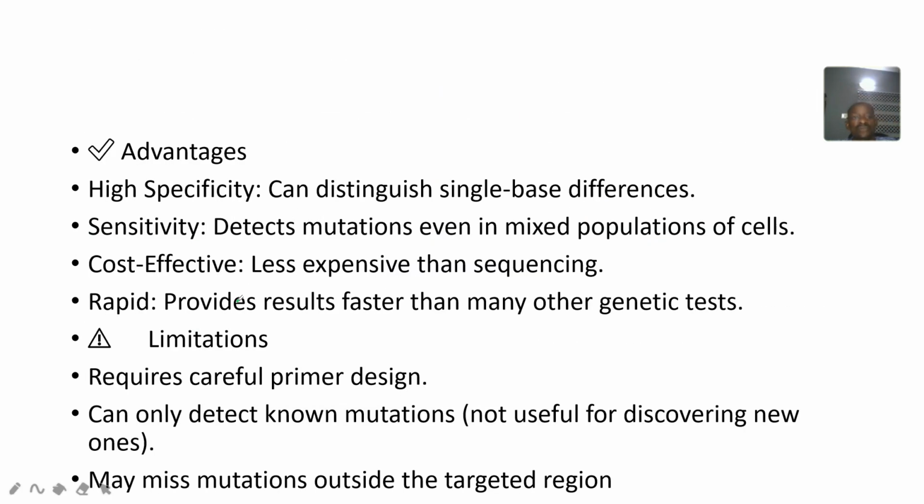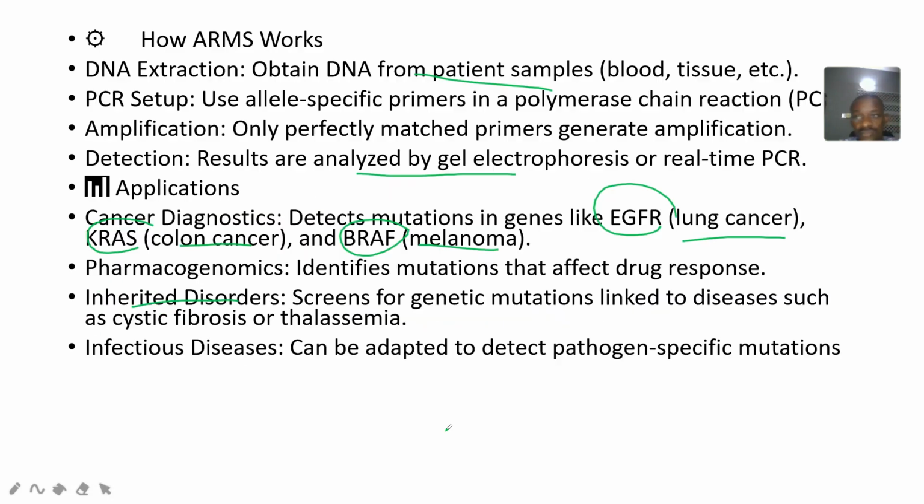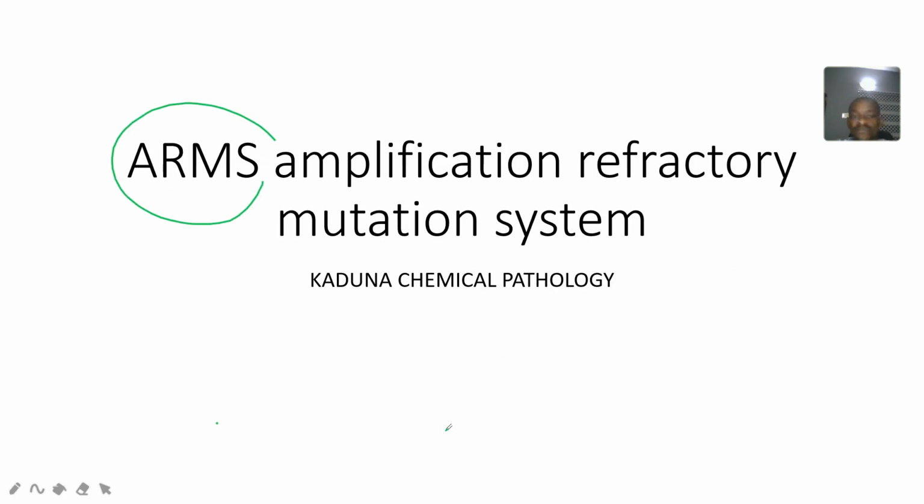Okay. So the advantage is it is very specific. It will show you the exact place that there's an issue. It's very sensitive. It won't miss out. It's cost effective. It's not as expensive as it sounds new. And it gives you results so fast. Okay. So it can only detect known mutations. That's one of the limitations. Okay. So that's what we have for this system.